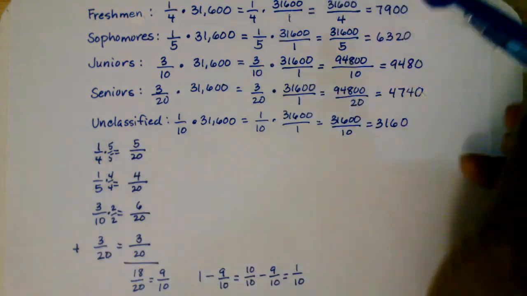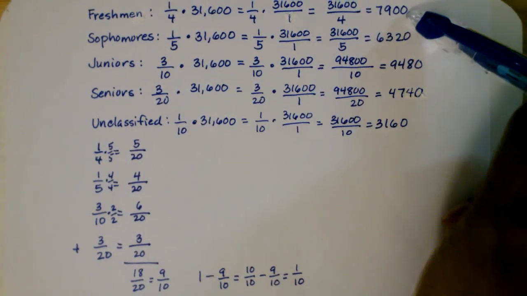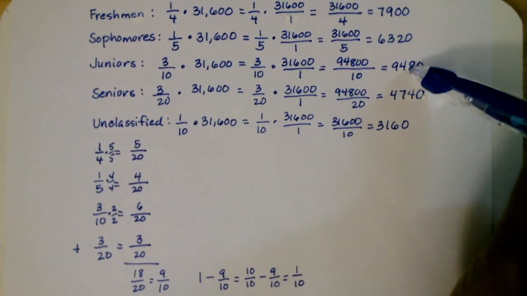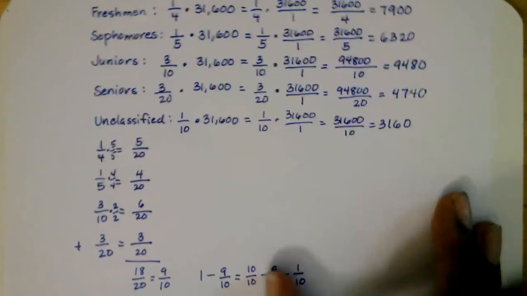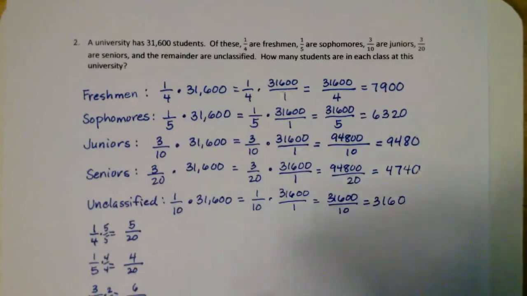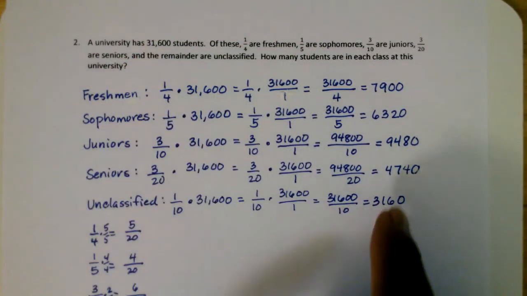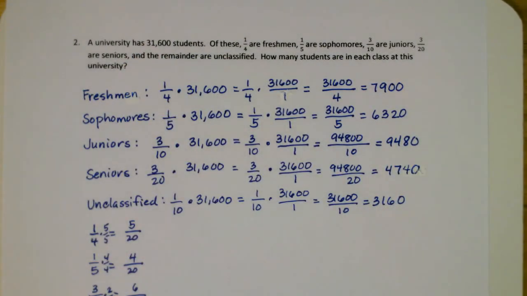Now, what I could have done here was add 7,900, 6,320, 9,480, and 4,740 together and subtract that total from the 31,600 to get 3,160. Okay, so this should assist you with completing that first writing assignment.